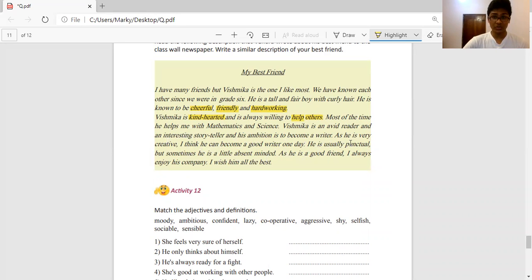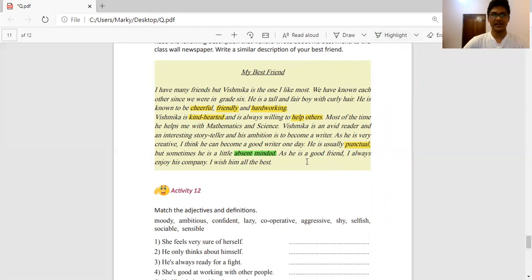He's usually punctual, another positive quality, but sometimes he's a little absent-minded. That is a negative quality, in a way. Okay, absent-minded is like being careless. Okay, so you forget things. You come to school and then it's maths, but you forget your maths textbook at home. So that's you being absent-minded.